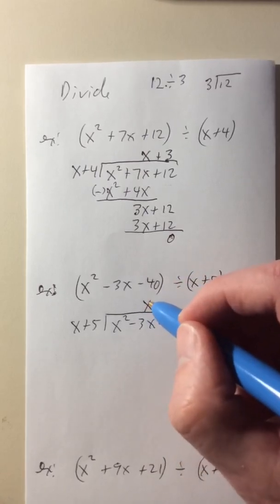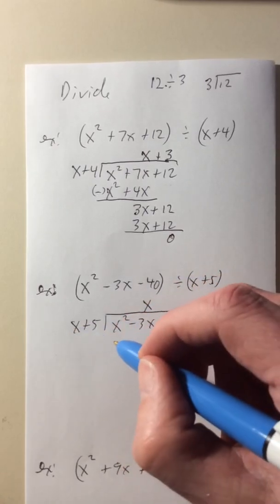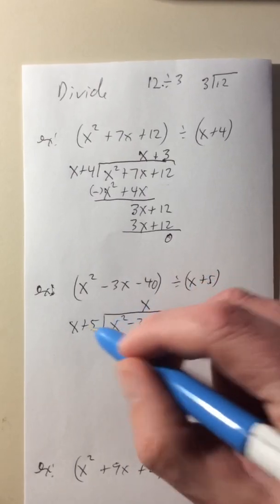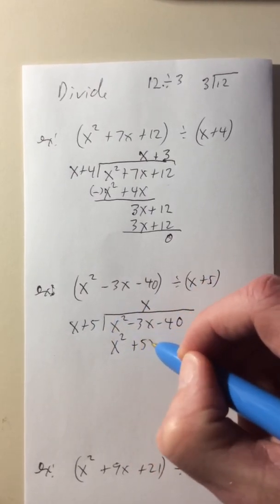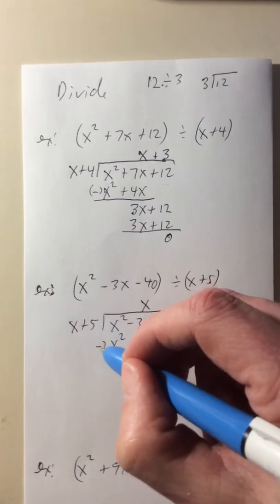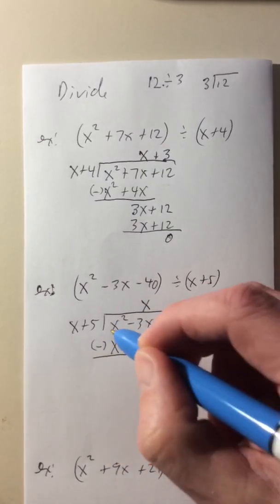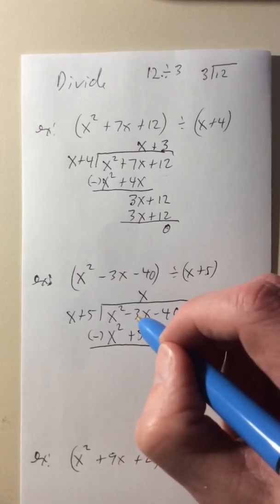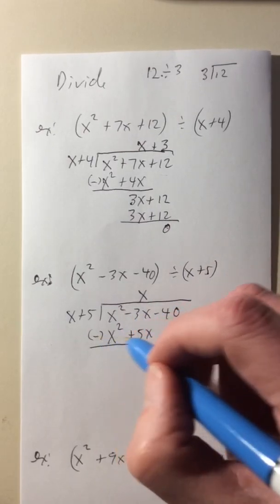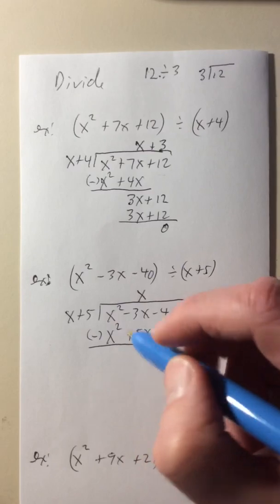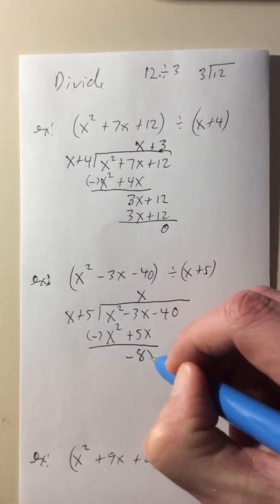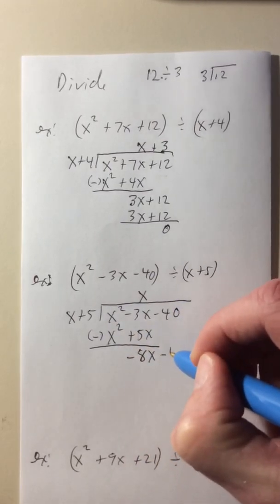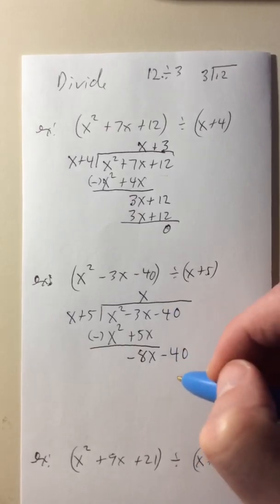And then we multiply the stuff on the top. So x times x is x squared, and x times 5 is 5x. And then we subtract. So x squared minus x squared is still nothing. We need to be careful here. Negative 3 subtract 5 is negative 8x. Bring down the next piece, which is minus 40.